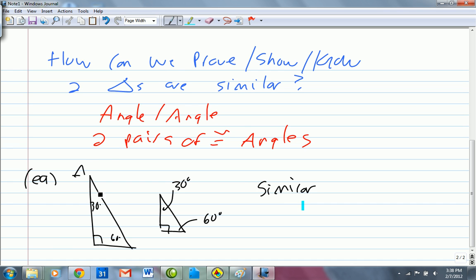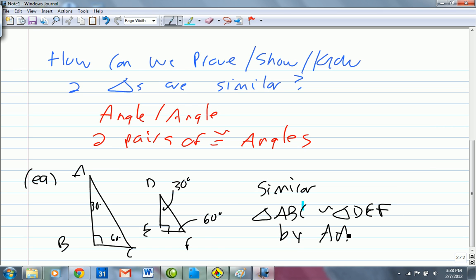So to give it some letters, ABC, DEF. Triangle ABC would be similar to triangle DEF by angle-angle. They have at least two. And if they have two congruent pairs of angles, essentially by the Triangle 180 theorem and the no-choice theorem, they have to have the third pair congruent. But 30, 30, that's one pair. And then let's use those 90s. So there's your two pairs of congruent angles. Therefore, they're similar. Now, once you know they're similar, that means the corresponding sides have to be proportional.